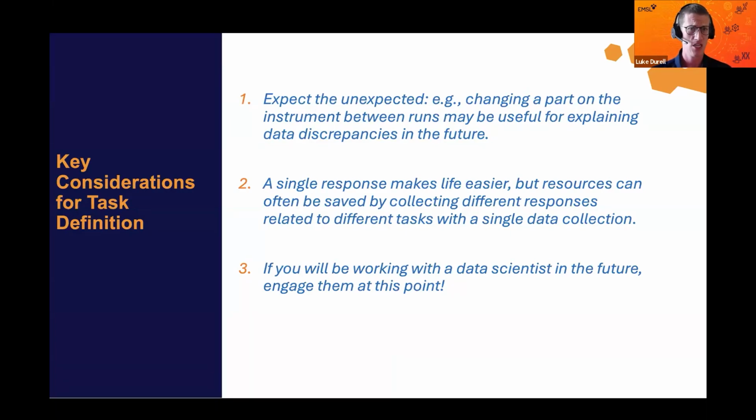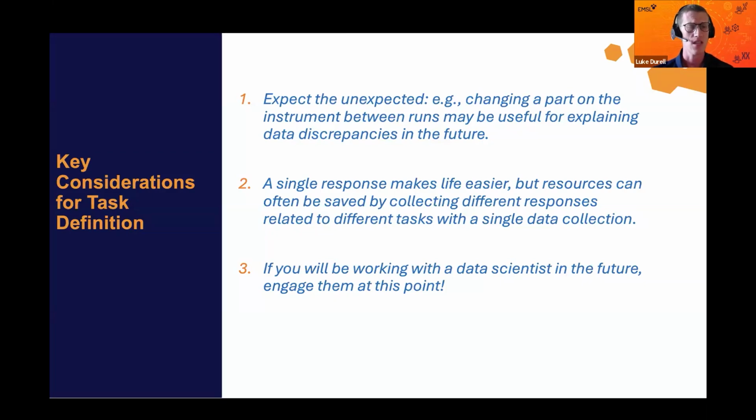So an example might be changing a part out on the instrument between runs. That might be something that wasn't an originally planned variable, but needs to be a variable in the final model, or you'll miss some important distinction between data that came off the instrument early and data that came off the instrument later.